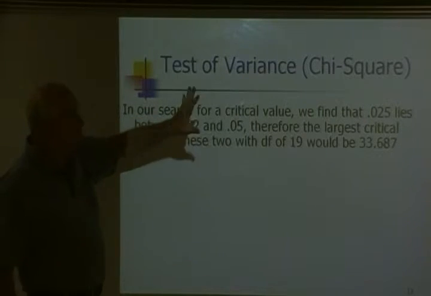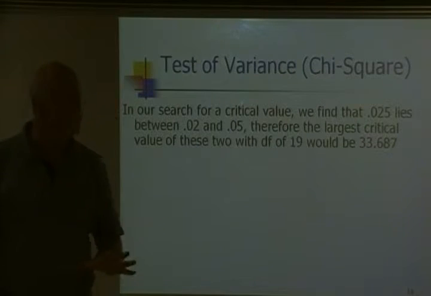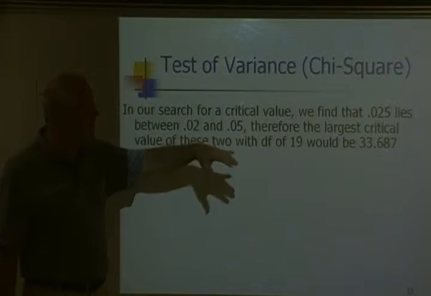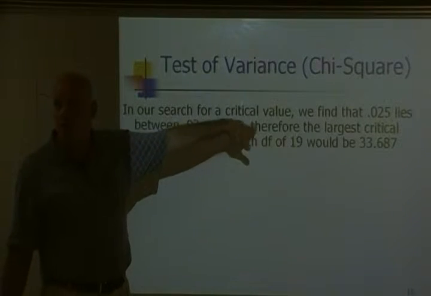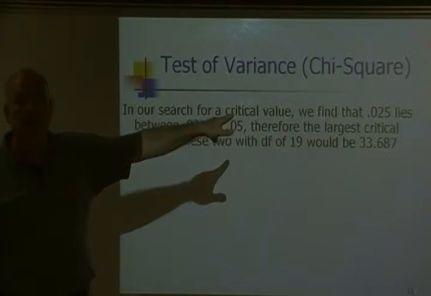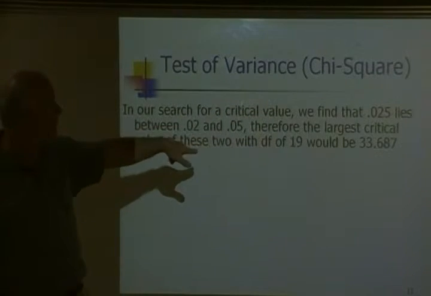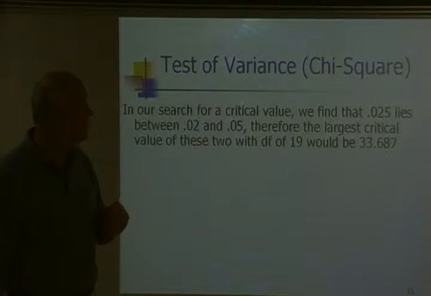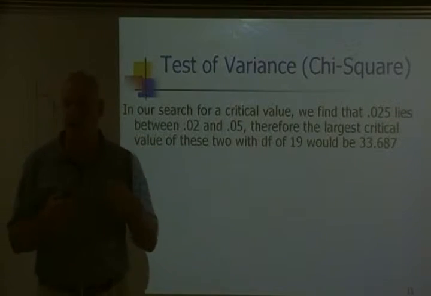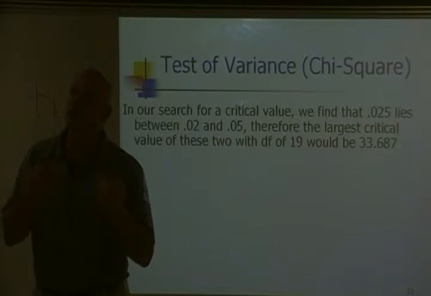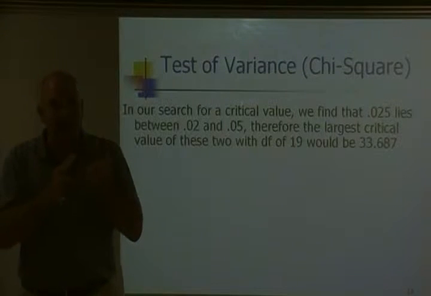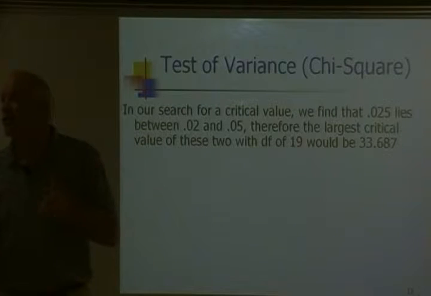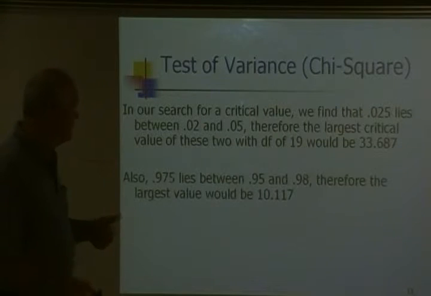So the problem is now on this chi-square, in our search for our critical value, we find that 0.025 lies between 0.02 and 0.05. So we don't have an exact number for 0.025. Therefore, the largest critical value of these two with degrees of freedom of 19 would be selected, and it would be 33.687. I'll show you that in just a second. So the rule of thumb is when a value falls between, you take the larger of the two critical values. Now, there's a penalty to that, and I'll show you what it is.